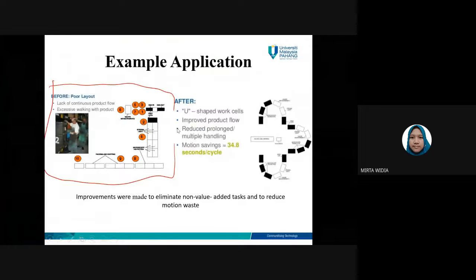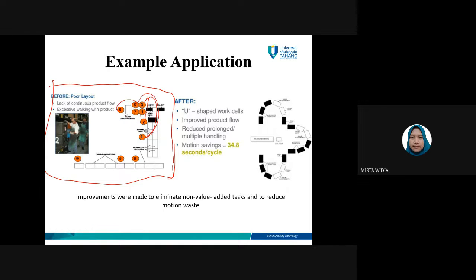Okay, so this one is before this company do some innovation, ergonomic improvement. This is the layout. So dari sini 1 ke 2, lepas dah 2 ni dia pergi ke 3, this is the station, lepas tu ke 4, 5-nya di sini, 6, 7, 8, 9 dan 10. So this is very, ada banyak walking, excessive walking with product, lack of continuous product flow, from this layout.